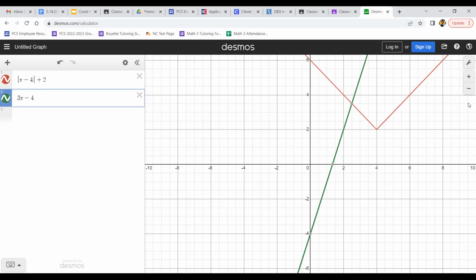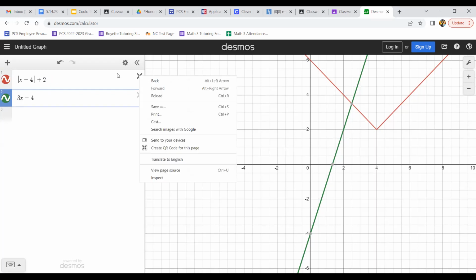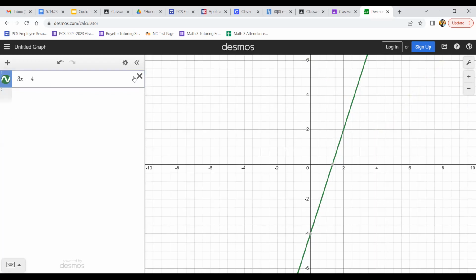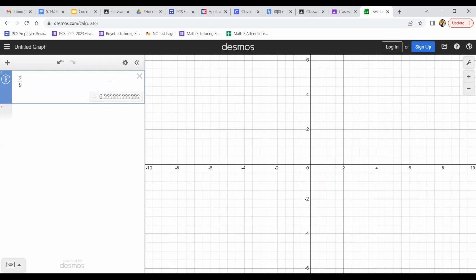Okay, let's try another one. So we're going to go down to number 3 and do the same thing. So type in the left side. It says, state the solutions to the equation where h of x equals k of x. So we're going to type in h of x on the left side and k of x on the right side. It doesn't really matter which one you type first.